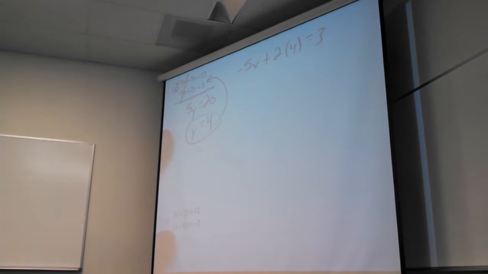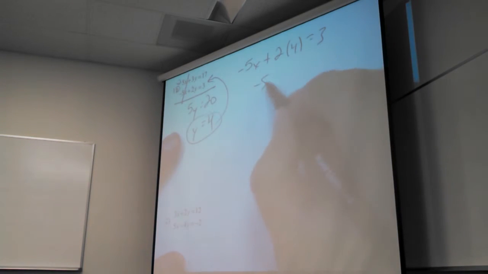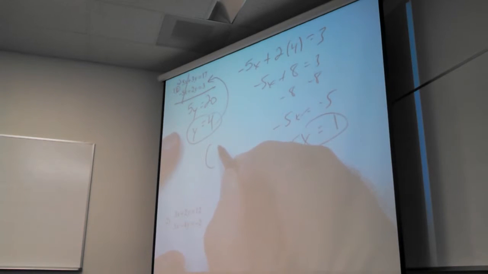You guys cool with this so far? So once I know y, I can plug it into either one. I can plug it into both, and they better come out the same or else I made a mistake somewhere. So you get negative 5x plus 8 equals 3. Subtract 8: negative 5x equals negative 5. So x is 1. So the answer is (1, 4). Cool.